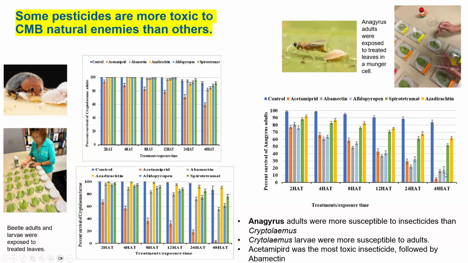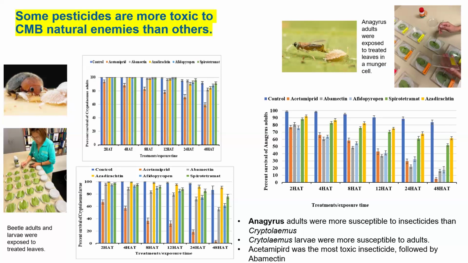Abamectin also toxic. Afidopyropen also toxic. The relatively safer products were azadirachtin and spirotetramat. Now, this study is pretty conservative because we are exposing these insects without any food to a leaf that's treated with insecticide for 48 hours. That doesn't usually happen out in the field.